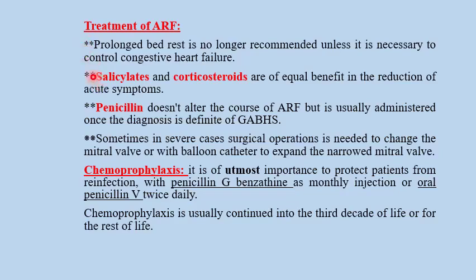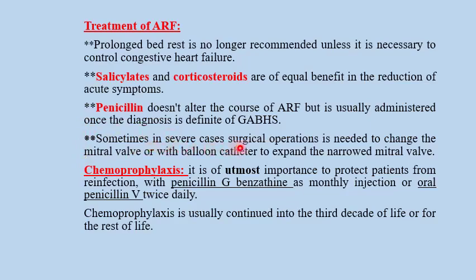Salicylates, and of course taking the treatment with it. Salicylates and corticosteroids are of equal benefit in the reduction of acute symptoms. عشان طبعا دي anti-inflammatory agents. Salicylates or corticosteroids. Penicillin doesn't alter the course of acute rheumatic fever, but it is usually administered once the diagnosis is definite of group A beta hemolytic streptococci. عشان طبعا البنسلين will kill the organism اللي هو the cause of the rheumatic fever, but it will not treat the symptoms of rheumatic fever.